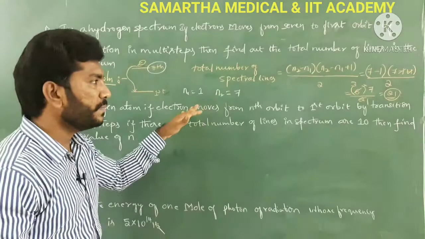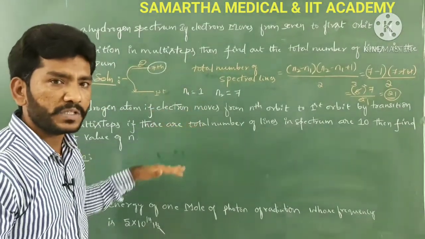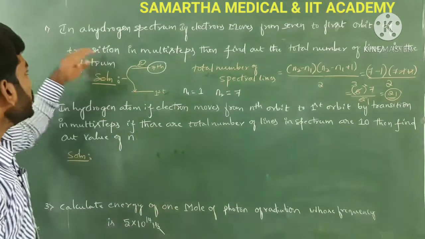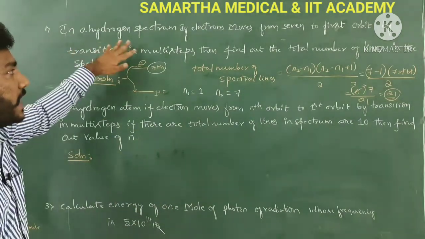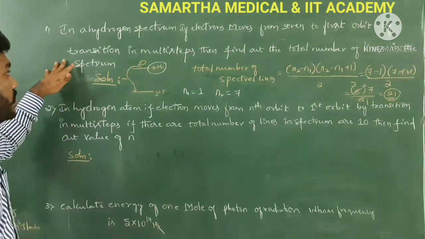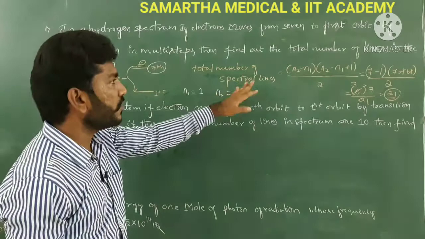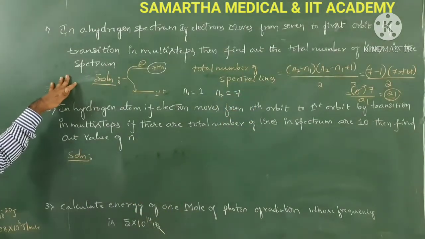Okay, so very simple. The question will be like that. I am just going to repeat one more time how to focus on this particular question, guys. In a hydrogen spectrum, if an electron moves from the 7th orbit to the 1st orbit by a transition in multi-steps, then find out the total number of lines in the spectrum.